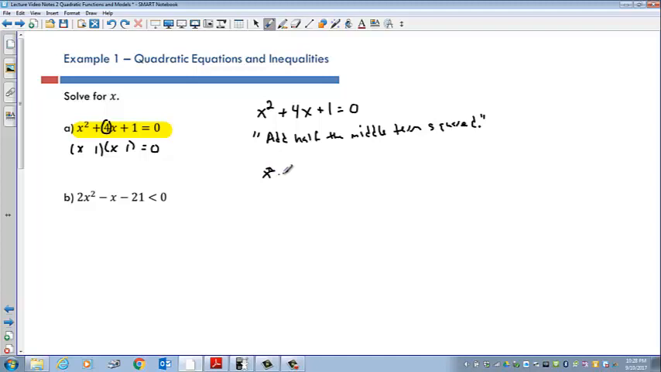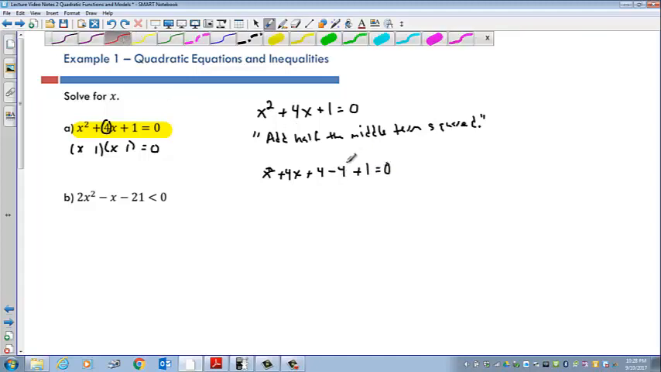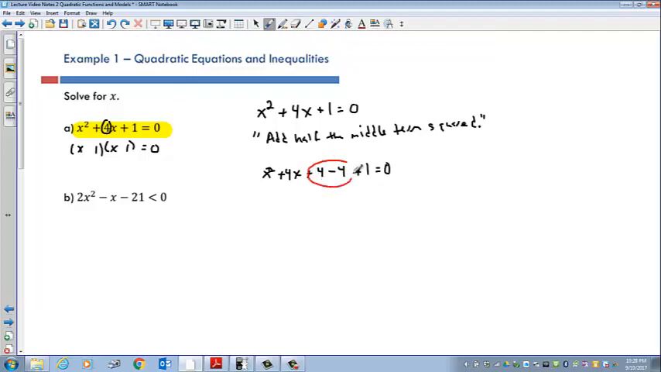So we have x squared plus 4x. And then half the middle term is 2. And if you square it, you get 4 back. And we'll take away 4 right next to it. And then we have the plus 1 equals 0. Remember, you add and subtract the same number, and it really doesn't change the equation at all, because if you add 4 and take away 4, you really added nothing to the equation.